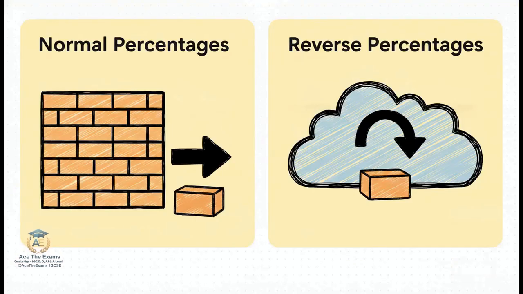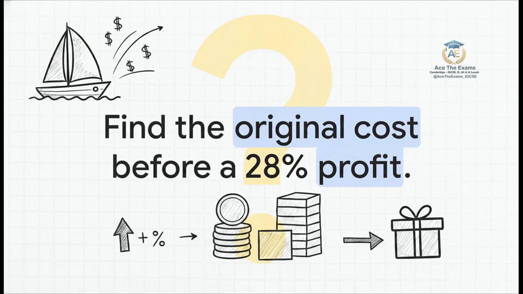The crucial shift here is really understanding the difference. In normal percentage problems, you know the starting total, your base reality. But in reverse percentage problems, the base reality is completely hidden. You only have the final outcome, and you have to hack the system to work backward and find the original 100%. Let's pose the ultimate reverse percentage challenge.